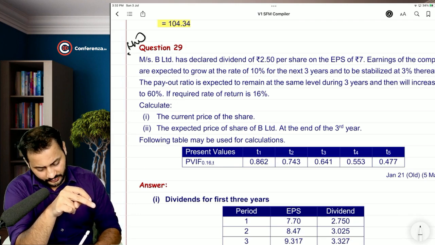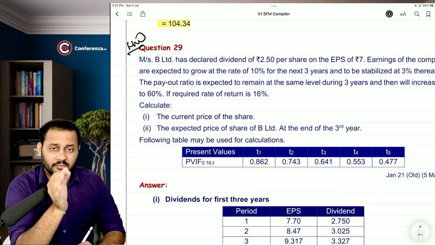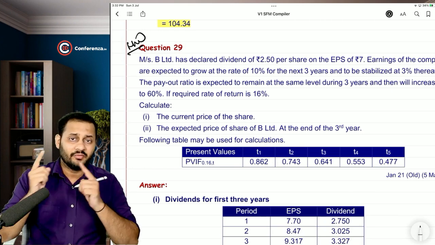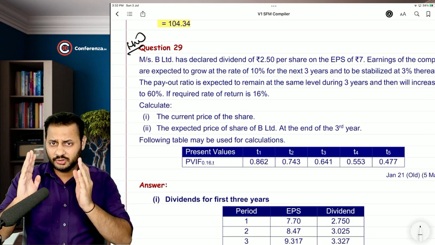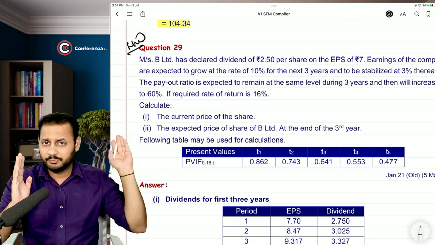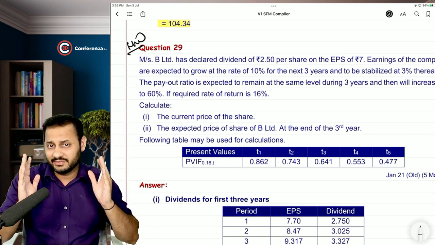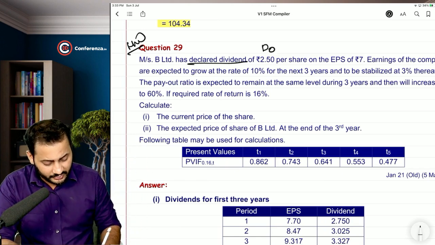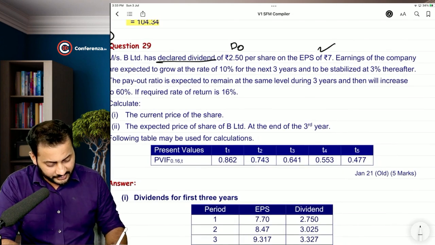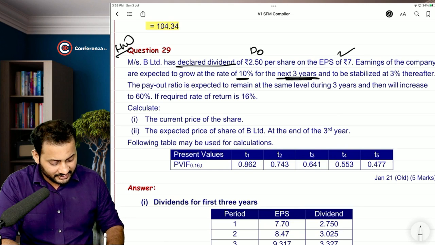This is what you are going to calculate. This is the same question as question number 28. The only difference is that in 28 the first growing period was of 2 years and then perpetuity was starting. In this question, the first growth phase is 3 years and then the perpetuity is starting. See, declared dividend means it is already D0. Earning per share is given to you. Earnings of the company are growing by 10% for the next 3 years and to be stabilized at 3% thereafter.